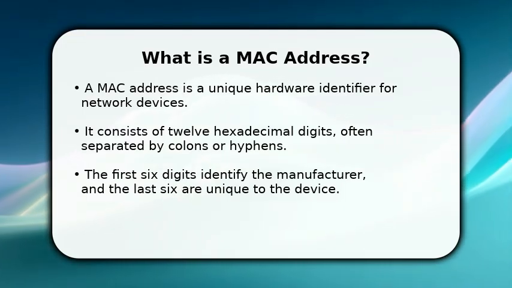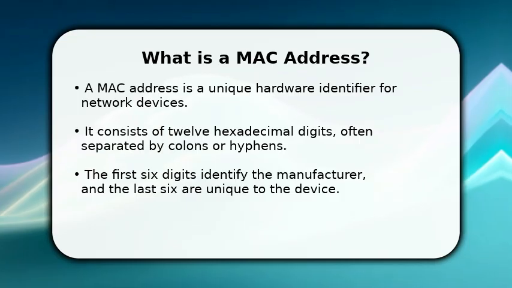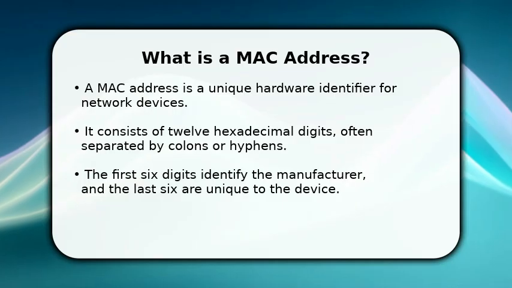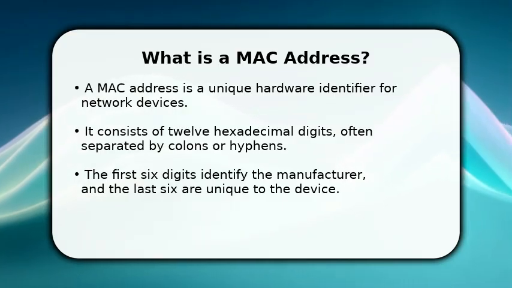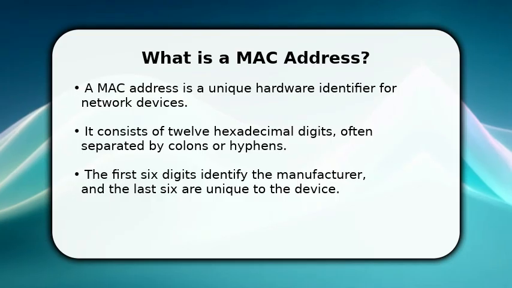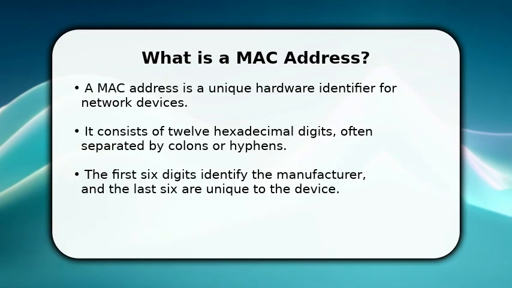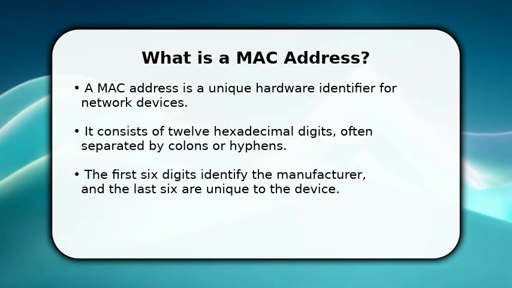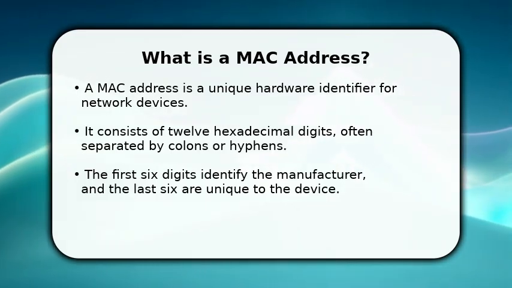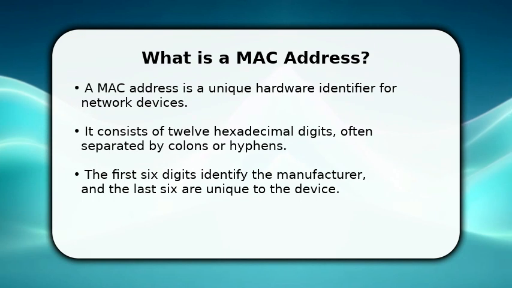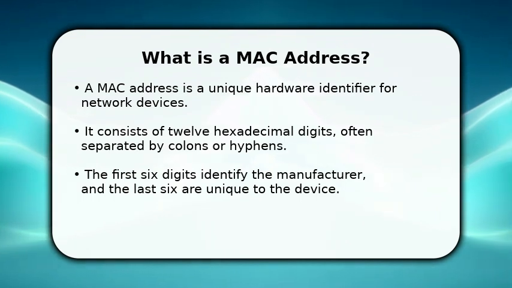A Media Access Control, or MAC, address is a unique identifier assigned to network interfaces for communications within a network segment. Think of it as your device's unique fingerprint on a local network. It's a 12-digit hexadecimal number, often seen in pairs separated by colons or hyphens, like 00:1A:2B:3C:4D:5E. This address is crucial for network communication and device identification.